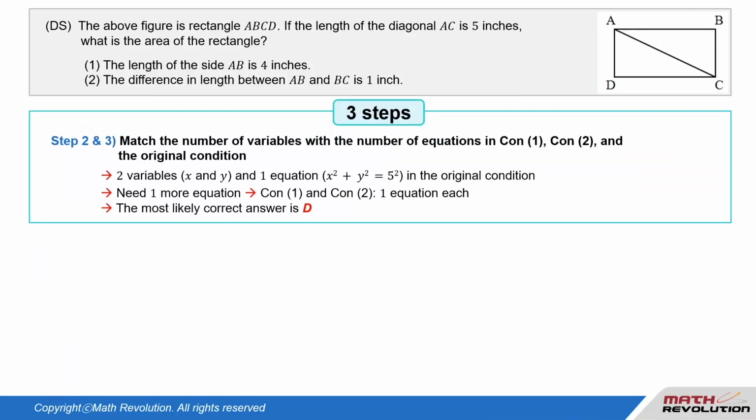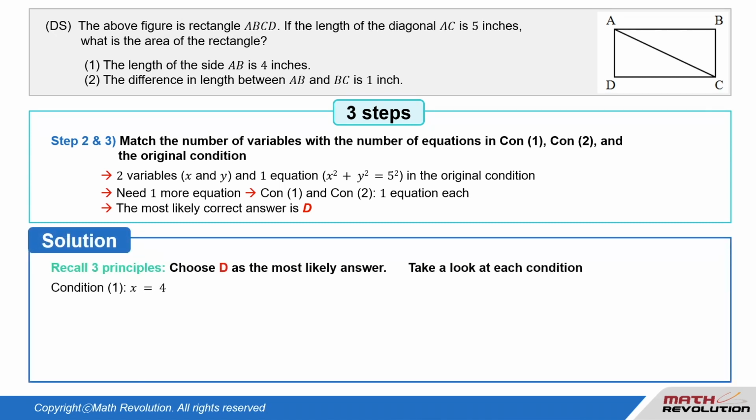Follow the second and third steps. From the original condition, we have 2 variables, x and y, and 1 equation, x squared plus y squared equals 5 squared. To match the number of variables with the number of equations, we need 1 more equation. Since conditions 1 and 2 will provide 1 equation each, D is 60% likely to be the answer. Recall the 3 principles and choose D as the most likely answer. Let's take a look at each condition.